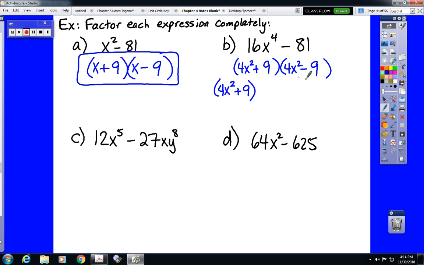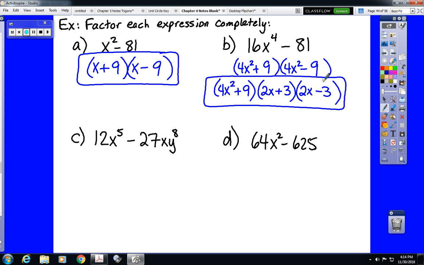But 4x squared minus 9 will factor again. The square root of 4x squared is 2x, so the first term in each of our binomials is 2x. One's a plus, one's a minus, and the square root of 9 is 3. That is now fully factored.